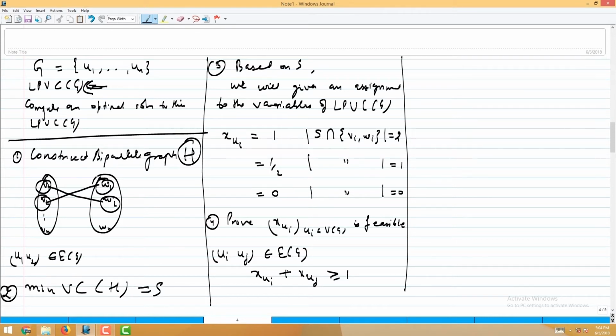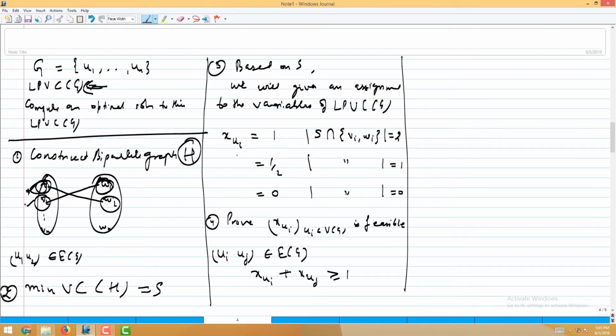So look at any edge in the graph. For that edge, we created 2 edges in H. If uiuj was an edge, then I would have the edges vi wj and vj wi. I would have these two edges corresponding to this. Now S is a vertex cover for this graph. Out of these 4 vertices here, S will be picking at least 2 of them. I don't know which 2, but some 2.